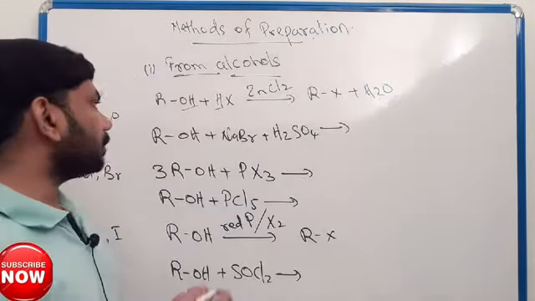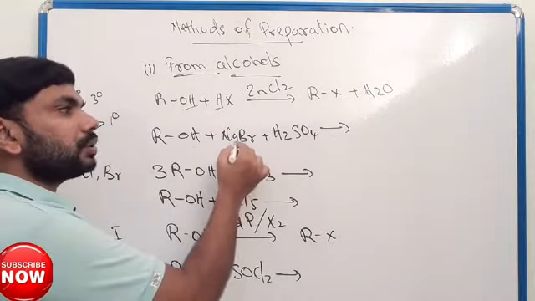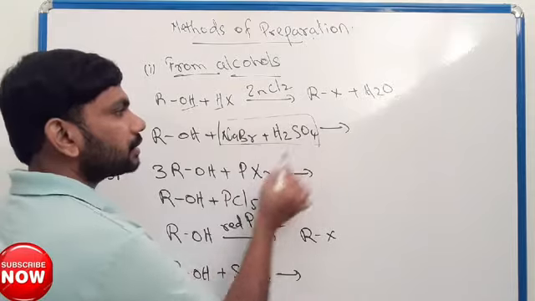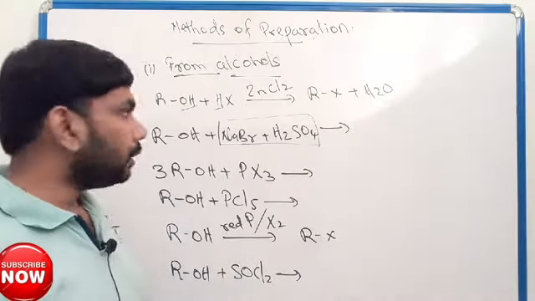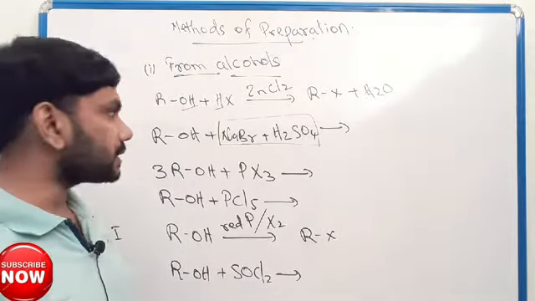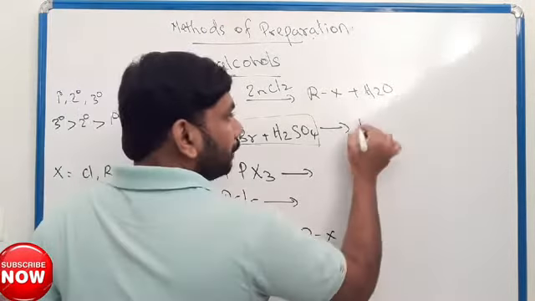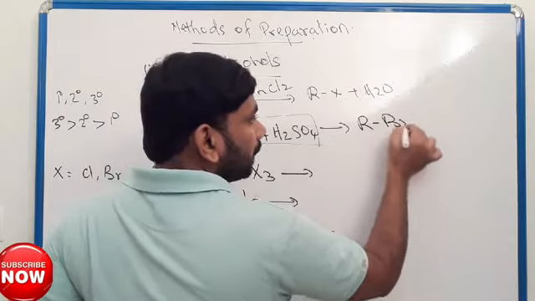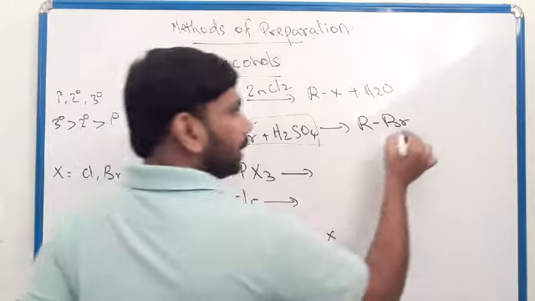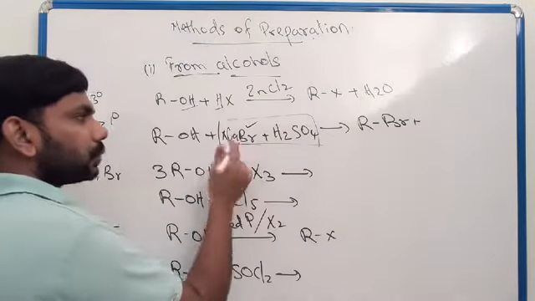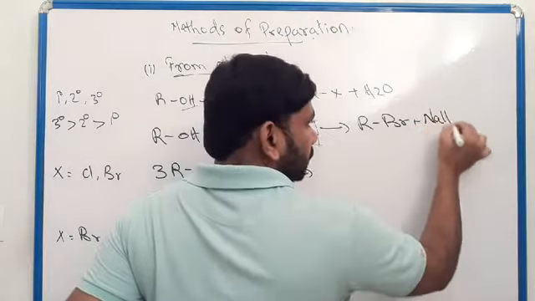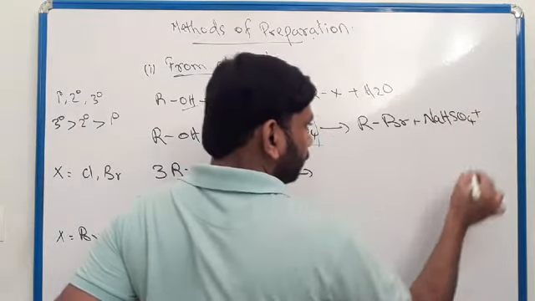Second one here, alcohol reacting with sodium bromide and sulfuric acid. Alcohol reacted with this mixture, so here alkyl bromide will be formed, because here bromine, alkyl bromide. And here the side product, look here, sodium, here sulfuric acid, so NaHSO4, sodium hydrogen sulfate.